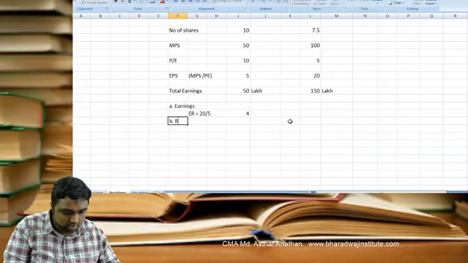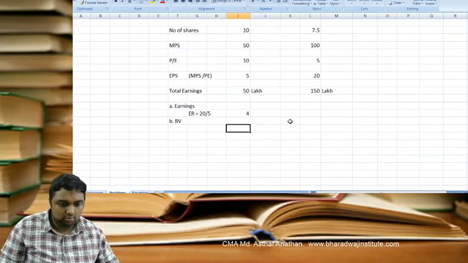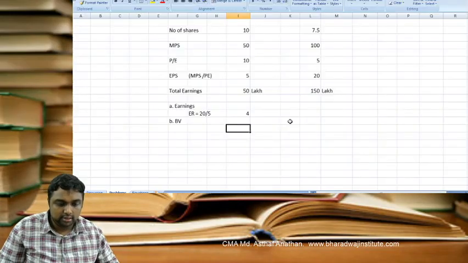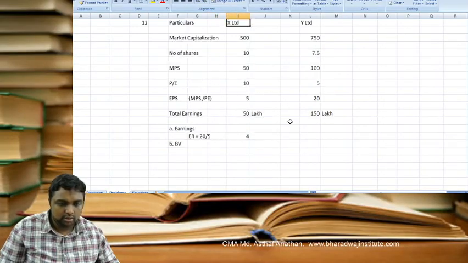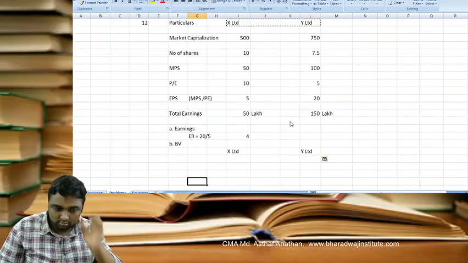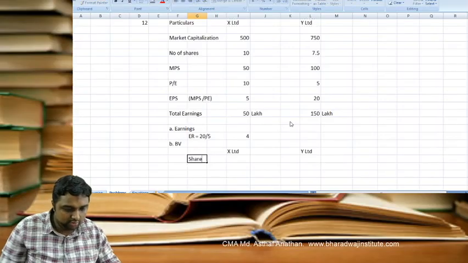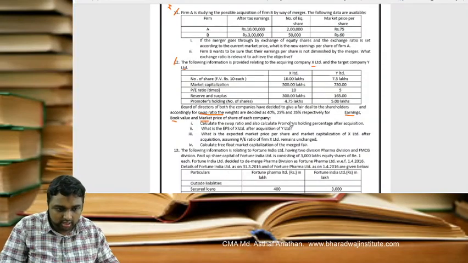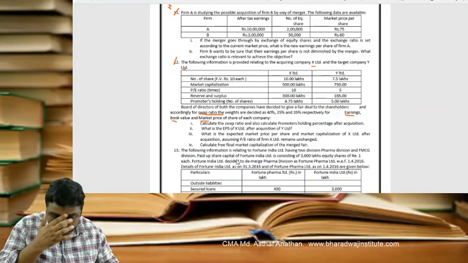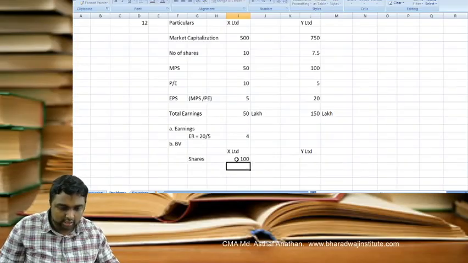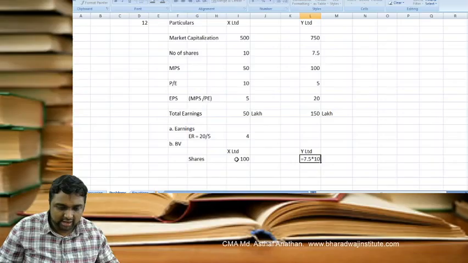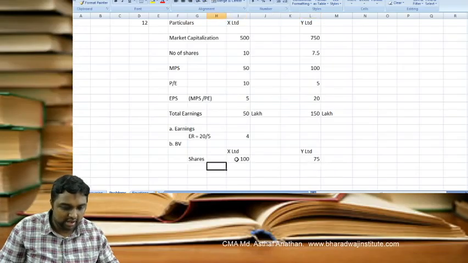Second case is what? Book value. So book value we have to find out. Listen here. X Limited and Y Limited. What is the share value? 10 lakh into 10 rupees, 100 lakh. 7.5 lakh into 10 rupees, 75 lakh.